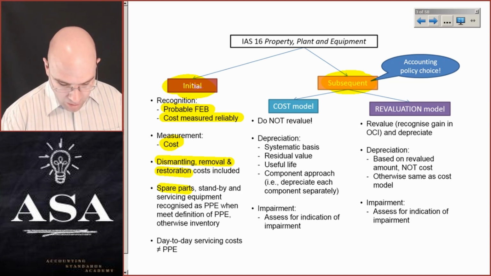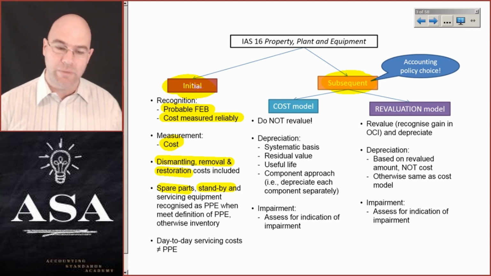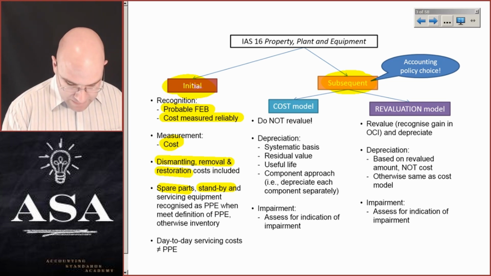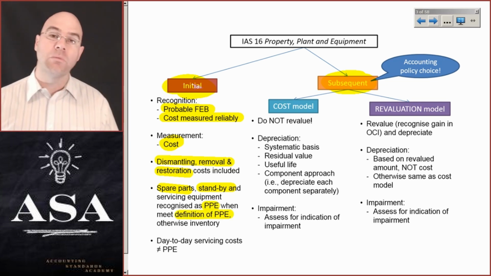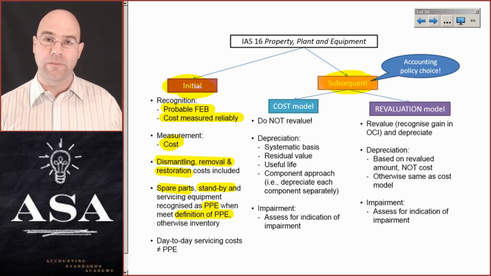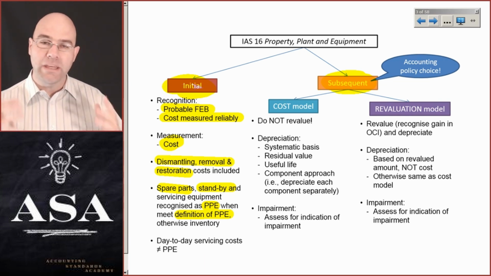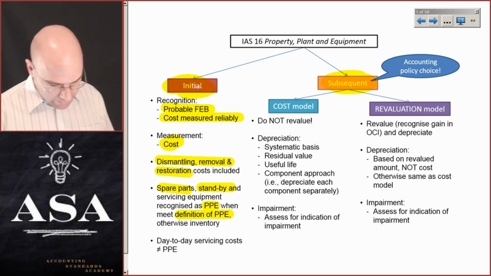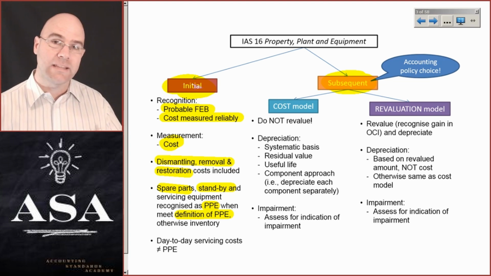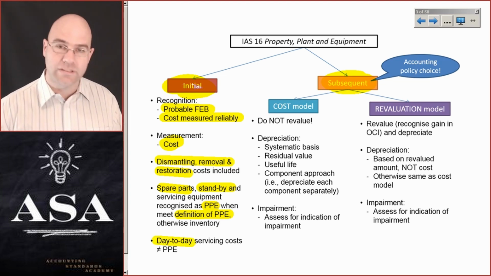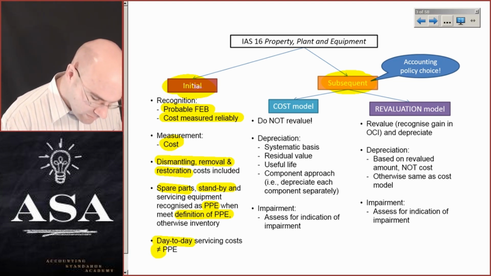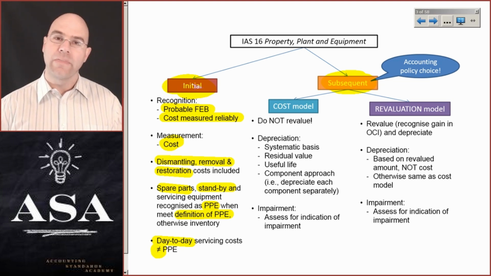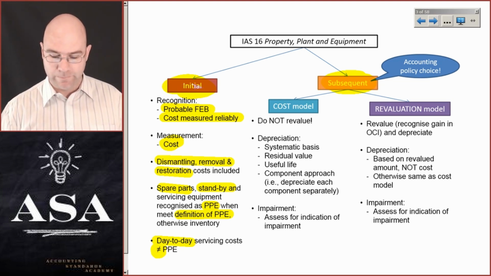Then note that spare parts or standby and servicing equipment will only be recognized as PPE when the definition of PPE is met. Okay. Otherwise, it's going to be inventory. We'll deal with that a little later on, but that leads us into day-to-day servicing costs. Remember, those are not property, plant and equipment. They must be expensed in profit or loss.